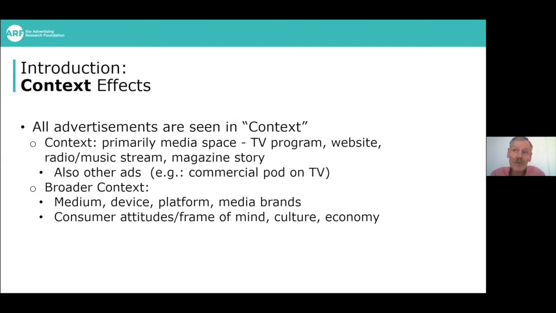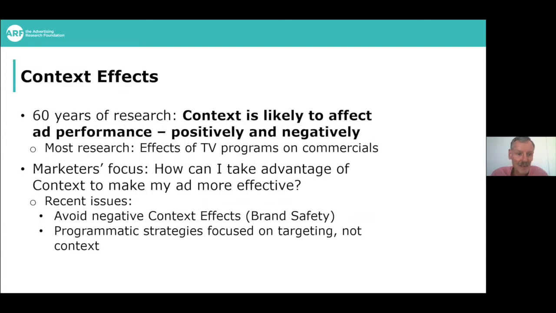Now for some researchers and advertisers, they also look at a broader kind of context. So the medium, the device, the platform, the media brand, and also consumer attitudes, their frame of mind, even culture and economy, they too are context for an ad. Now, that brings us to the effects, context effects.